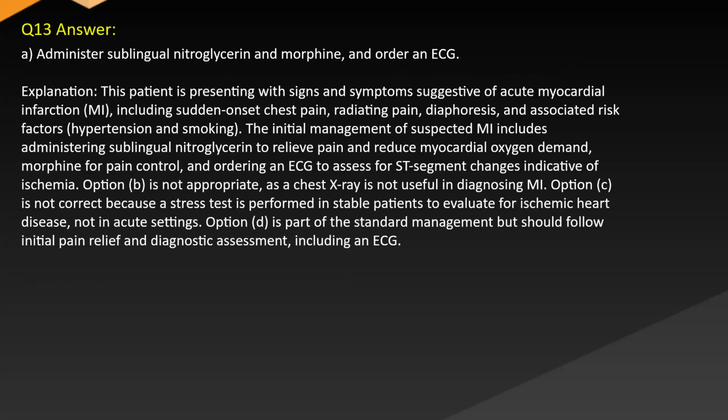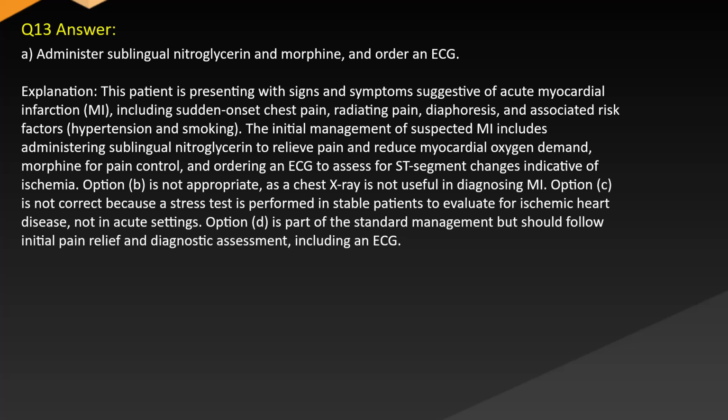Answer A. Administer sublingual nitroglycerin and morphine in order and explanation. This patient is presenting with signs and symptoms suggestive of acute myocardial infarction, including sudden onset chest pain, radiating pain, diaphoresis, and associated risk factors, hypertension, and smoking. The initial management of suspected MI includes administering sublingual nitroglycerin to relieve pain and reduce myocardial demand, morphine for pain control, and ordering an ECG to assess for ST segment changes indicative of ischemia.